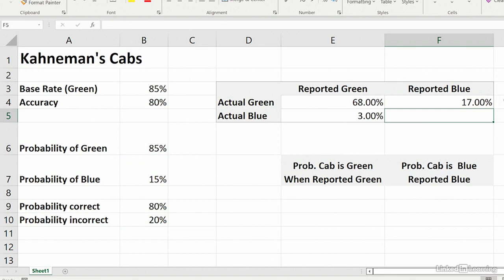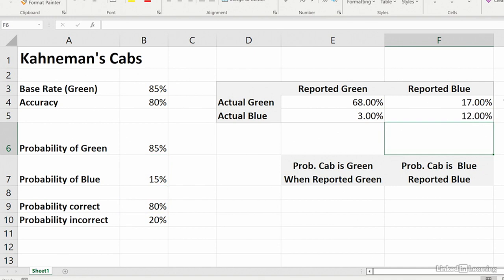And finally, we want to find the probability of the case where the cab is blue and is reported as blue. So in F5, I'll type equal. The probability it's blue is in B7, multiplied by the probability the witness is correct. That's in B9, enter, and we get 12%.